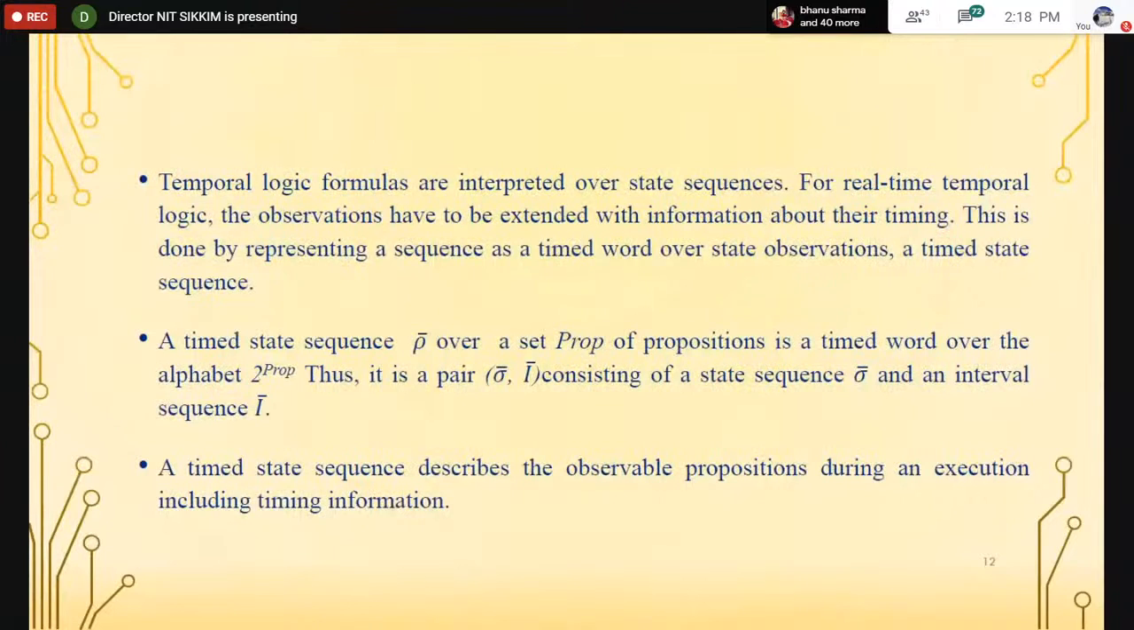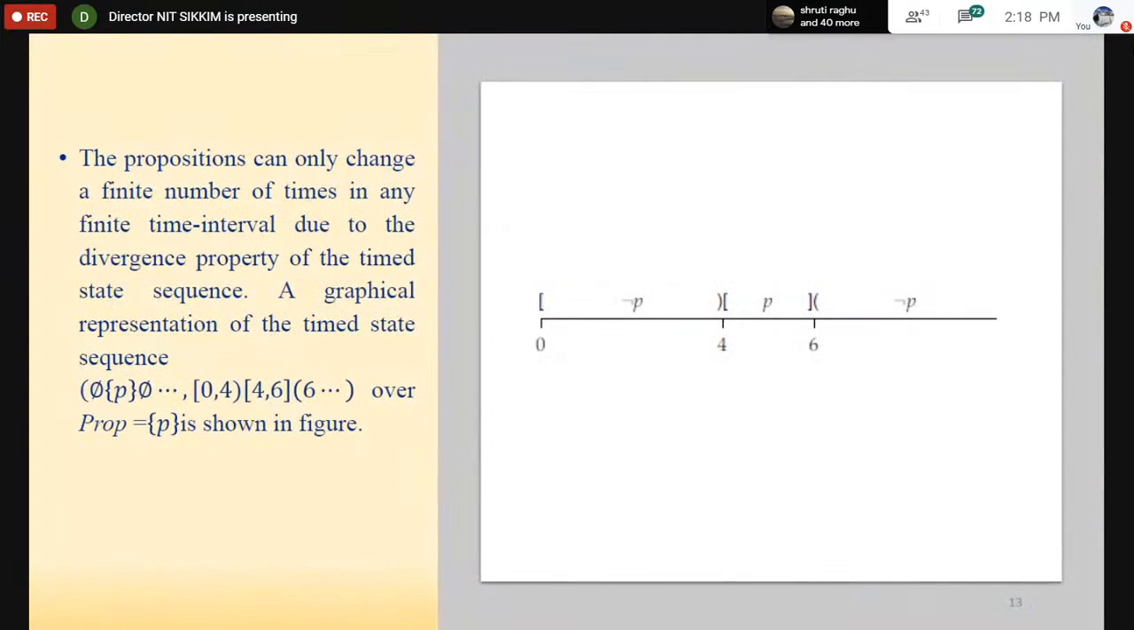Now we know the time interval can be completely closed, left closed, right closed, depending upon the system behavior. So a timed state sequence describes the observable propositions during an execution, including time information. So now we have states combined with the timing constraints. This is some example where it shows. Now you have a state sequence here.